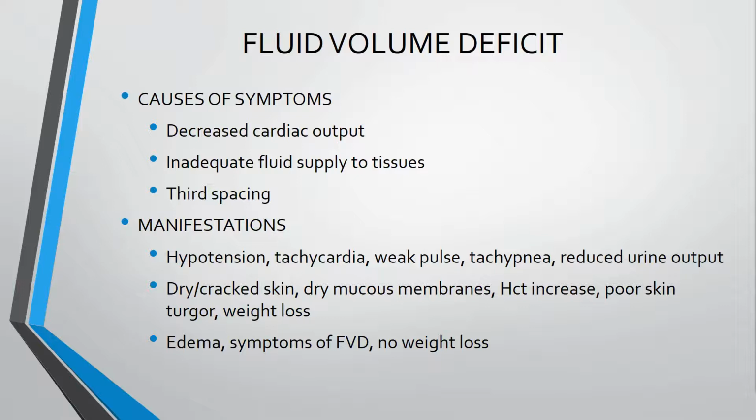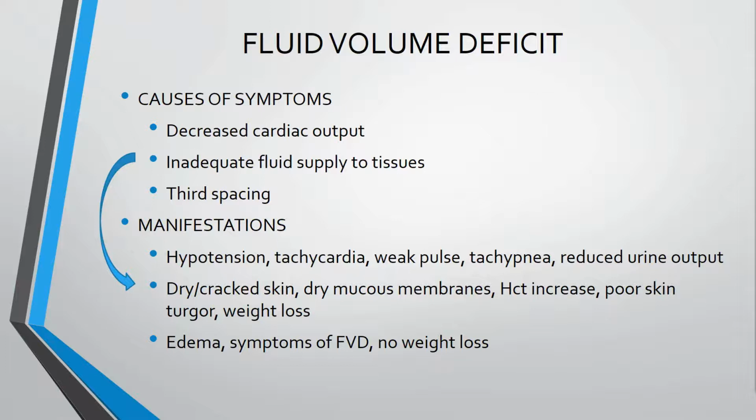Okay, so some of our causes of fluid volume deficit: decreased cardiac output. So our cardiac output is decreased because of the lack of circulating blood volume, which leads to our symptoms. So if you don't have good cardiac output, you're not going to have good circulation. We're going to see hypotension, tachycardia, tachypnea, weak pulse, and because our kidneys are not being perfused the way they need to be, we'll also see reduced urine output.